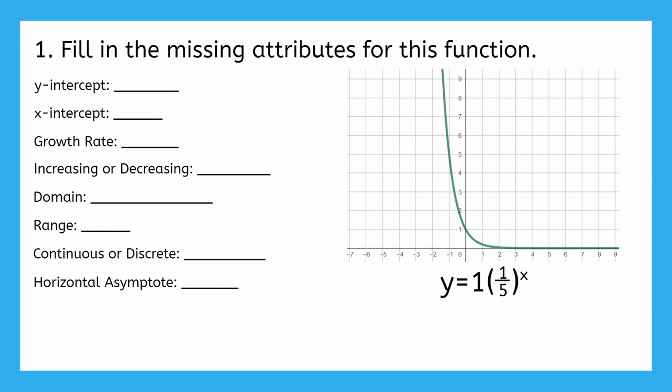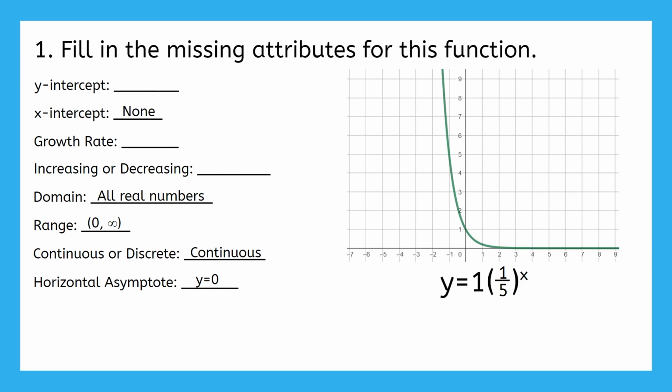Which of these are the same for all exponential functions? We never have an x-intercept, the domain is all real numbers, and the range is from 0 to infinity, plus the function is always continuous. And lastly, remember that we always have a horizontal asymptote at y equals 0, and that line cannot be crossed or touched.